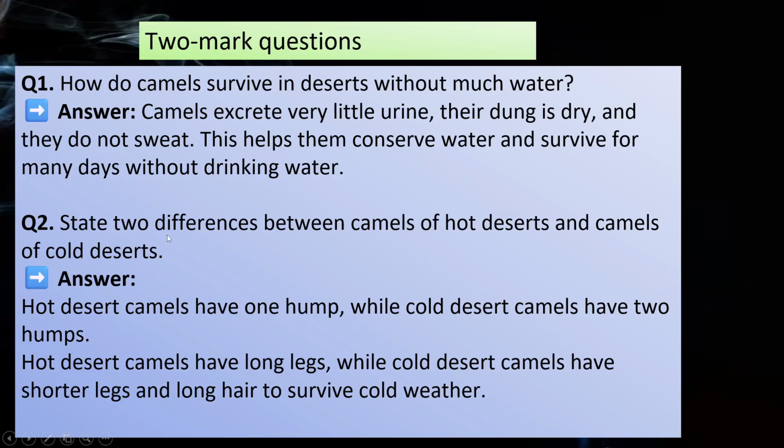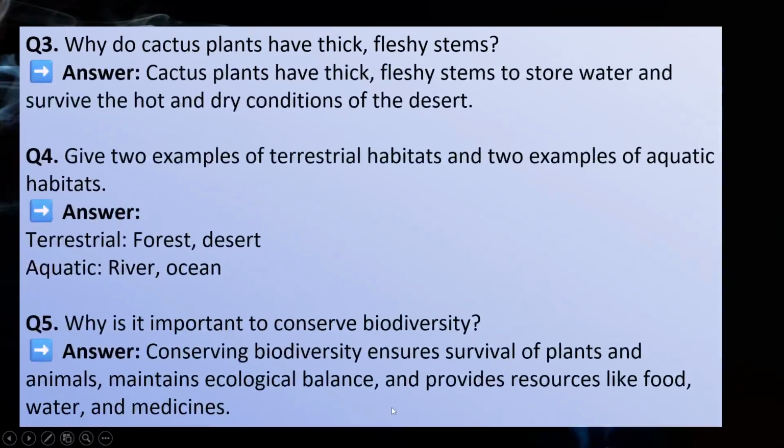Question number 2. State two differences between camels of hot deserts and camels of cold deserts. Answer: hot desert camels have one hump while the cold desert camels have two humps. Hot desert camels have long legs, while the cold desert camels have short legs and long hair to survive cold weather.